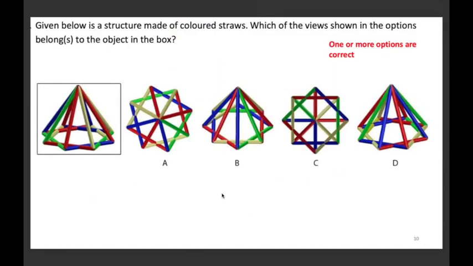Given below is a structure made of colored straw. Which of the views shown in the options belongs to the object in the box? Okay. So here we're given this structure. If you just look at the squares, you have a yellow. If I go clockwise, yellow, blue, red.